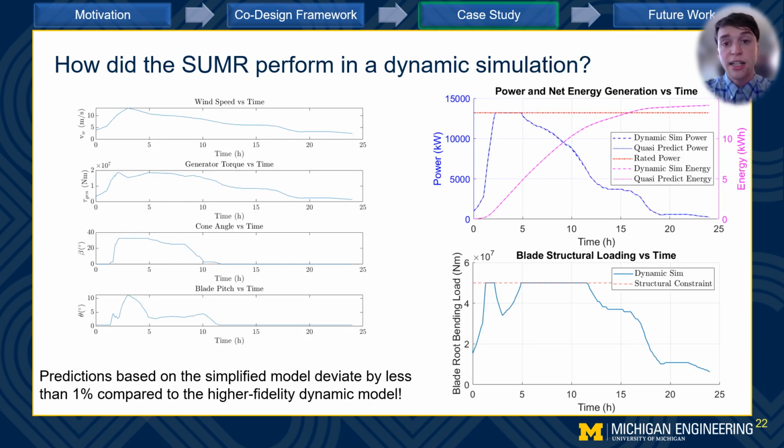Now let's take a look at some of our simulation results, where we simulated the turbine's performance over a 24-hour period using wind data from our installation site in Lansing, Michigan. Even in strong winds, the system didn't violate the mechanical power or structural constraints. Furthermore, energetic performance predictions, computed using the quasi-static surrogate model used in the co-design optimization, deviated by less than 1% as compared to the dynamic simulation results, thus validating our surrogate model.